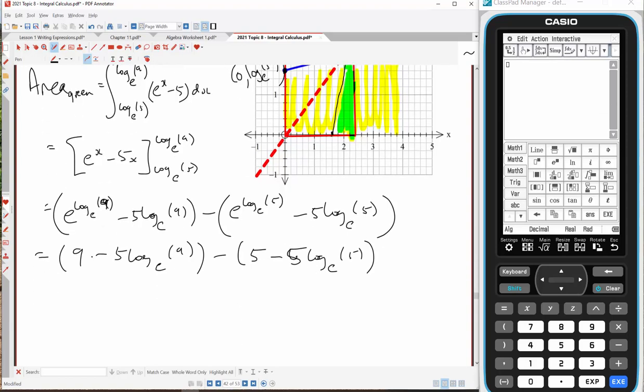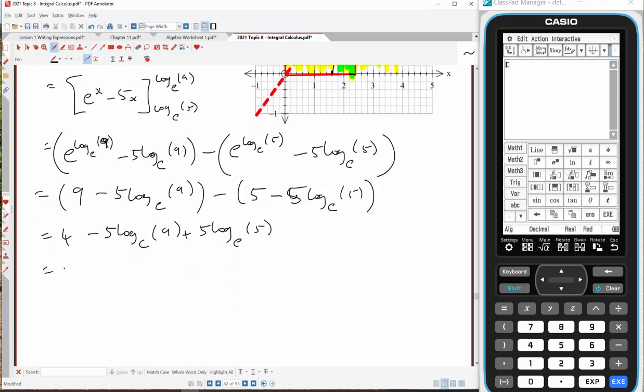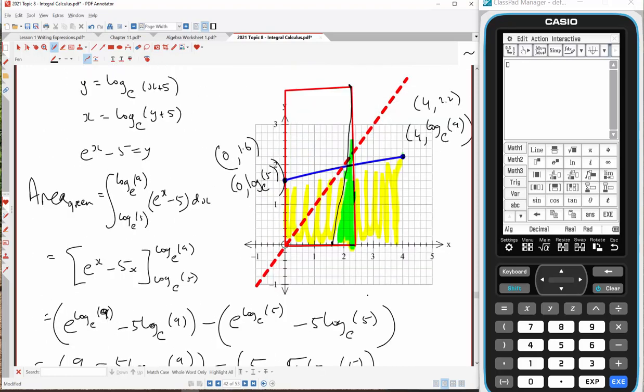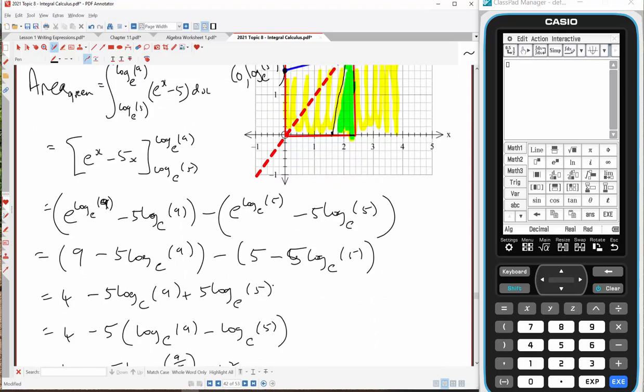Okay, so this is going to be 9 subtract 5, which is 4, take away 5 log e 9 plus 5 log e 5. Now we can combine this or we can leave it like that. I reckon it might be easier if we just combine it. So I'm going to take 5 out as a factor, log e 9, take away log e 5. And when we subtract common base logs, we divide it. So 4 take away 5 log e 9 on 5 units squared. Okay, so the area of the green part is this area here, whatever that is.